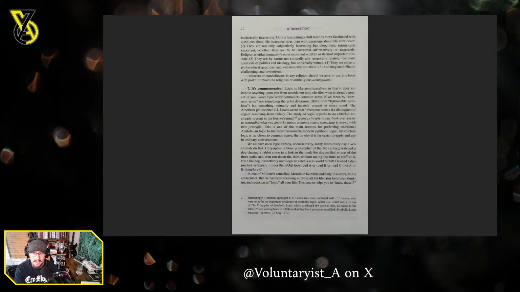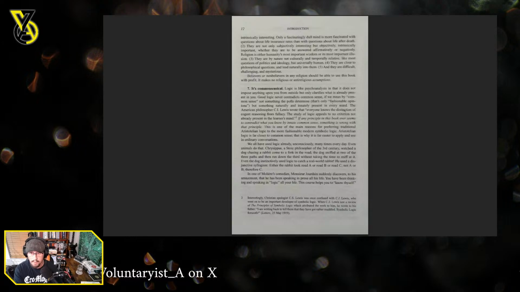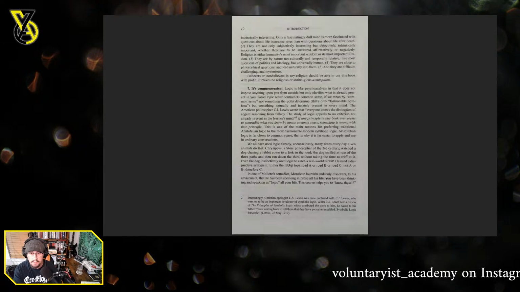Religion is either humanity's most important wisdom or its most important illusion. Number 3, they are by nature not culturally or temporally relative, like most questions of politics and ideology, but universally human. Number 4, they are close to philosophical questions and lead naturally into them. And number 5, they are difficult, challenging, and mysterious. Believers or non-believers in any religion should be able to use this book with profit. It makes no religious or anti-religious assumptions.